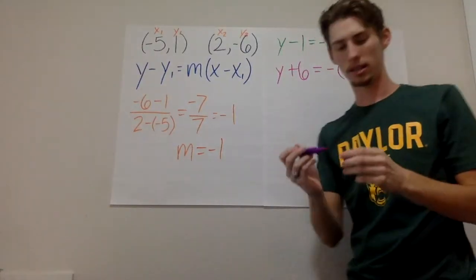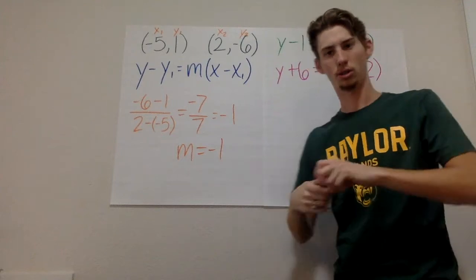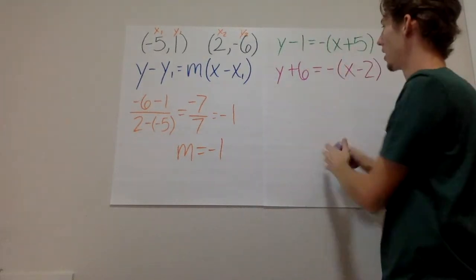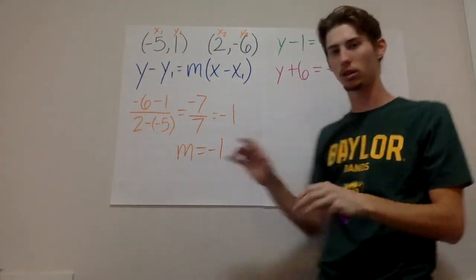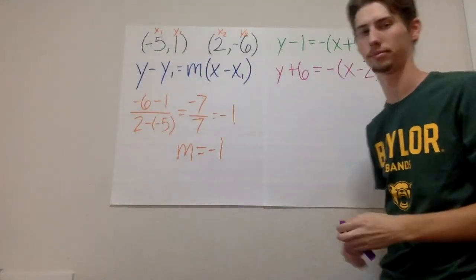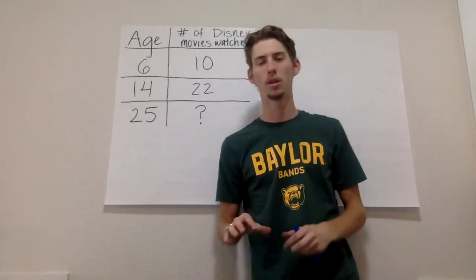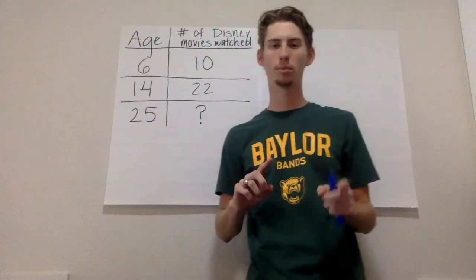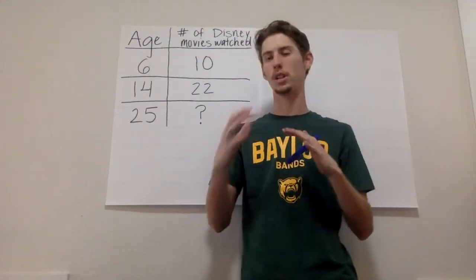That is the same equation, just using a different point to set it up. So this equation still goes through both of these points. So what we're going to do now is try to use point-slope form to make a prediction.